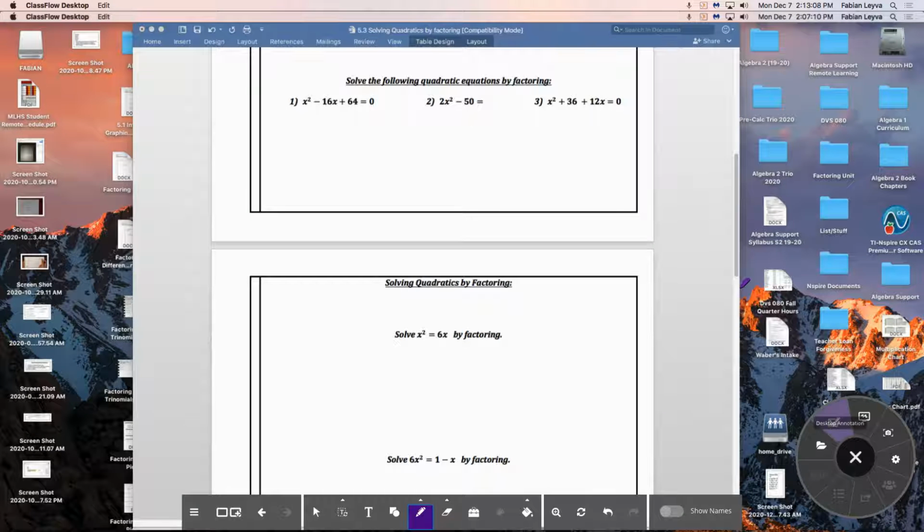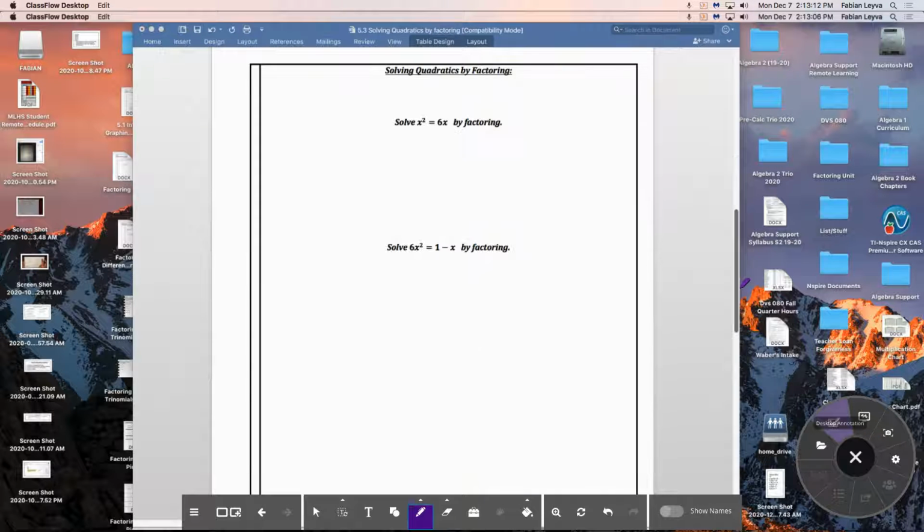So while this is taking a picture going from there, remember that whenever you see a quadratic, and it's your job to solve a quadratic, just like we have here. We have x squared is equal to 6x. It's your job to solve for this. Figure out an x that makes this equation true.